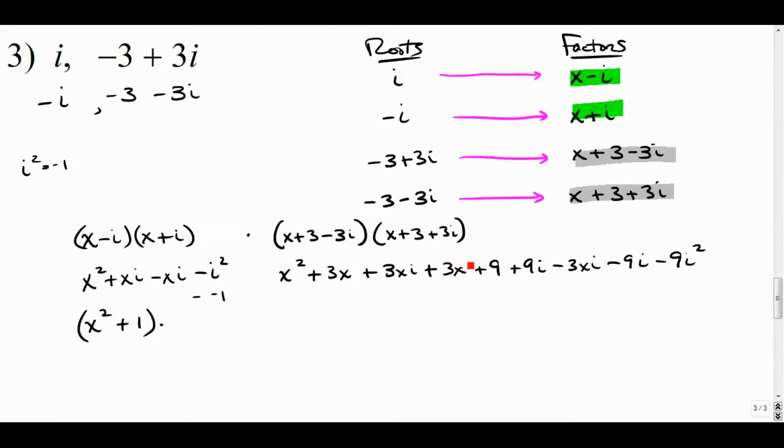Looks like a mess, but it's not too bad. The positive 3xi and the negative 3xi cancel. The positive 9i and the negative 9i cancel. Negative 9i squared: remember i squared is negative 1, so that's actually a plus 9 at the end. So we have x squared plus 6x, since 3x and 3x is 6x, and then 9 and 9 is 18.